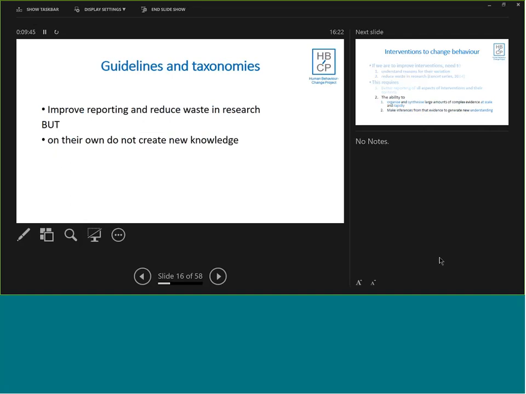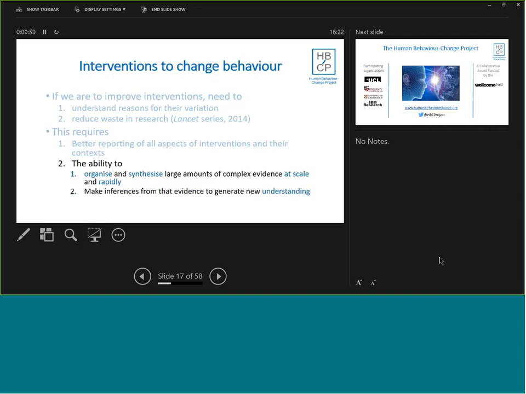So the guidelines I mentioned, the taxonomy I've shown you for behaviour change techniques, these can improve reporting and reduce waste in research, but on their own, they don't create new knowledge. So if we are to create new knowledge, we need the ability, as I said before, to organise and synthesise large amounts of complex evidence at scale and rapidly, and make inferences from that evidence to generate new understanding.